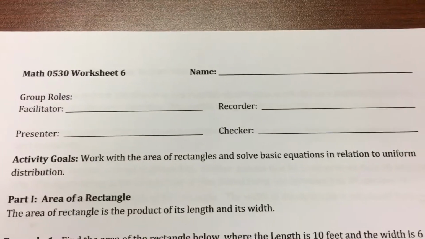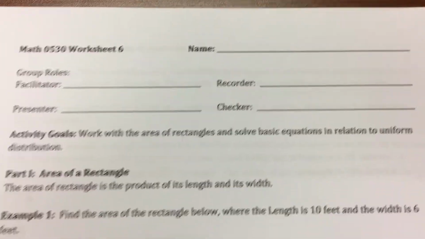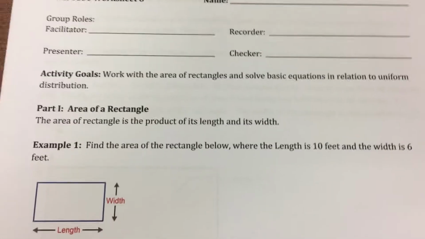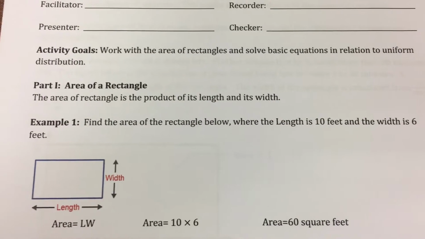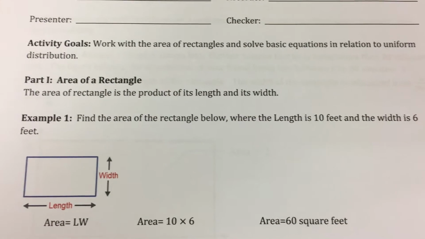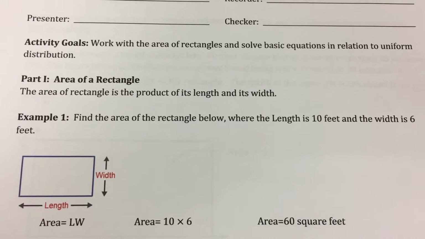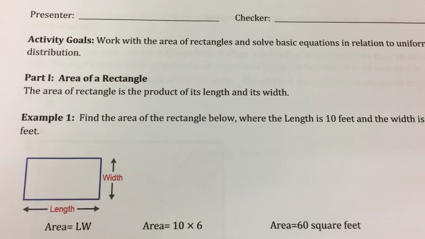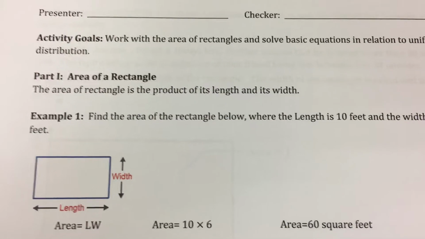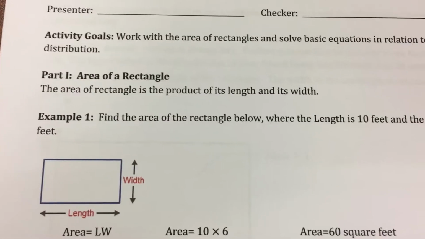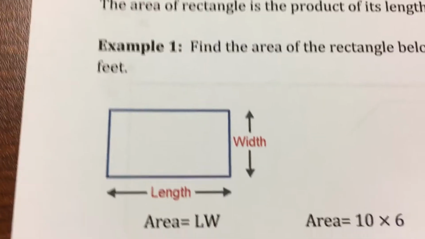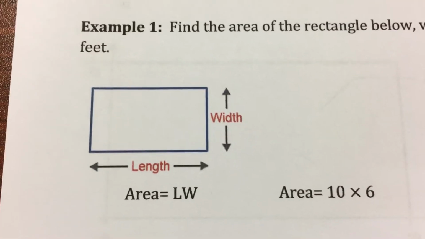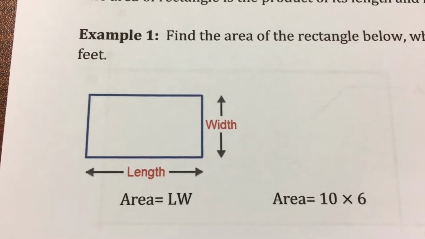Today we're going to talk about Worksheet 6, and this corresponds with what you're doing in your statistics where you're dealing with uniform probability. One of the things you need to know dealing with uniform probability is you have to know the area of a rectangle. You're given a rectangle, and notice you have the area formula, length times width.